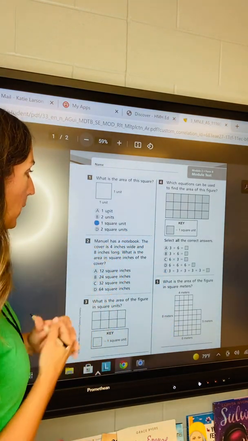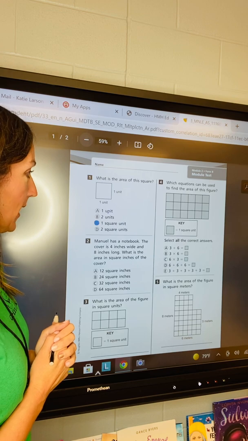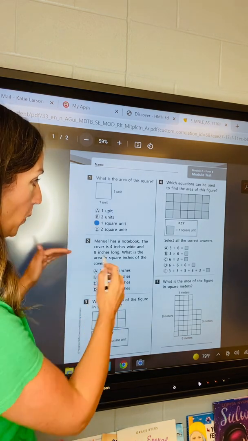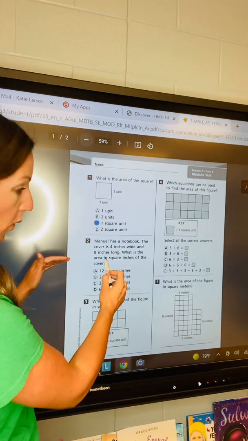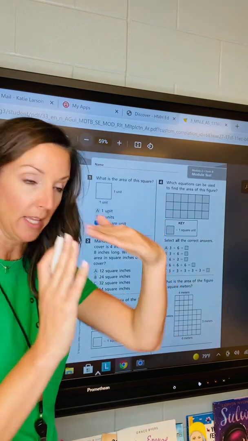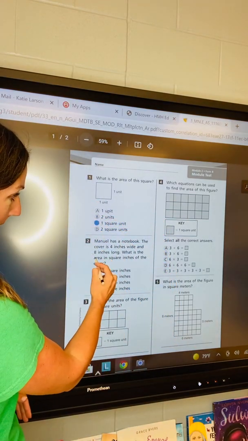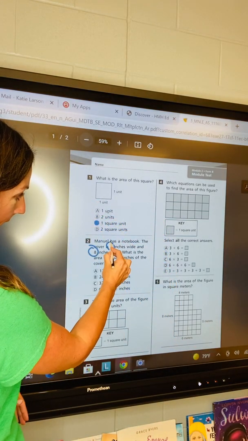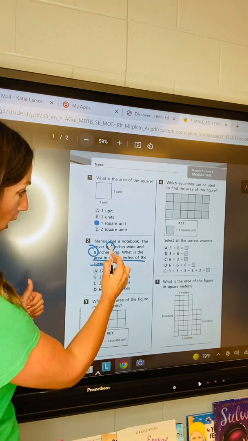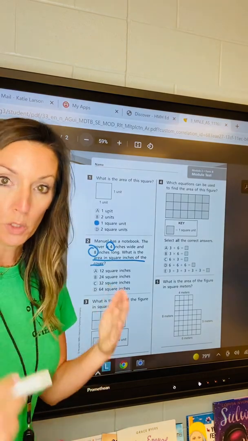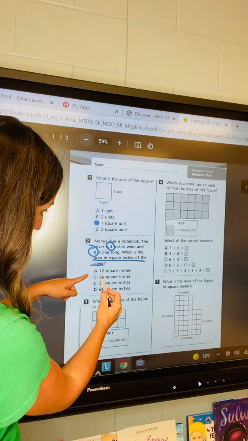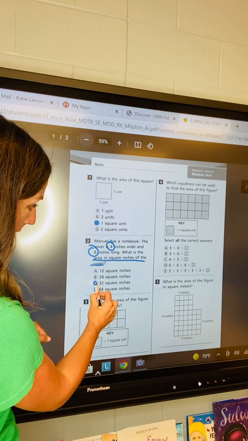Number 2, Manuel has a notebook. The notebook cover is 4 inches wide and 8 inches long. What is the area in square inches of the cover? Okay, so to do this, when you do area, you multiply the length times the width. We know it's 4 by 8 because it tells us 4 by 8. We're finding the area. What is the area in square inches? So we're going to multiply 4 times 8. When you multiply 4 times 8, you are going to get 32. So the only number here that could be the answer is 32.